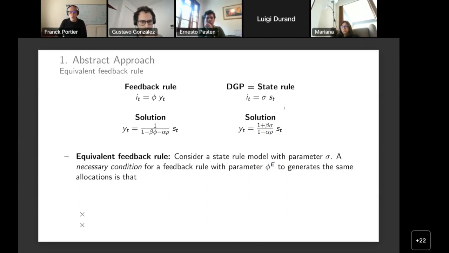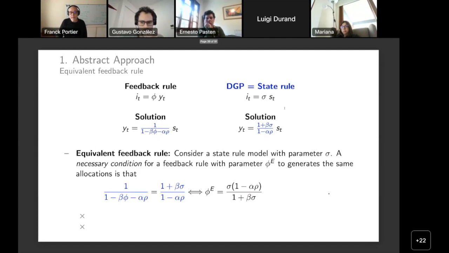Okay. So again, I will need those two guys to be equal, the blue guys. Okay, that's the condition if I want to replicate the same allocations. So that's fine. I just need to solve this equation in phi, and I can find basically there's an equivalent phi. So meaning that there is a feedback rule that can replicate the same allocation as the state rule, and that's the value of phi. But here I need to check that I have determinacy with that phi.